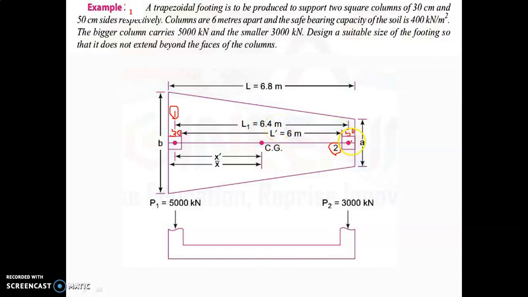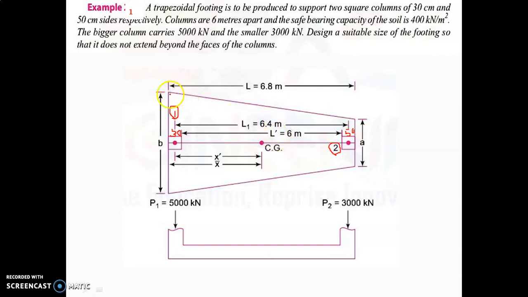Understood? This L dash is the distance between the columns. L1 is the distance center to center of the columns. So this is a 30 centimeter square column and this is a 50 centimeter column. Half of 30 is 15, half of 50 is 0.25. 0.15 plus 0.25 is 0.4. So 6 plus 0.4, 6.4.